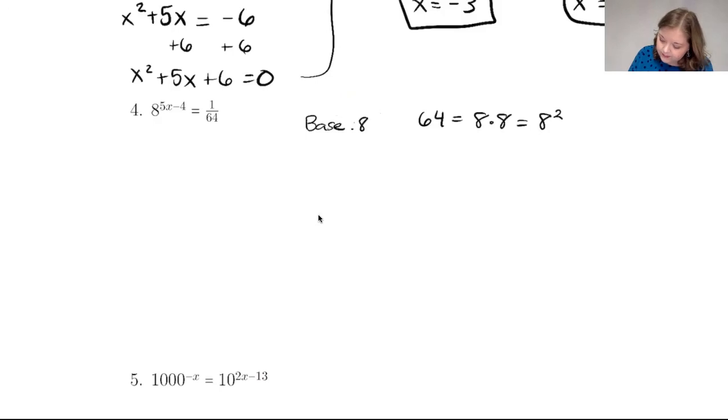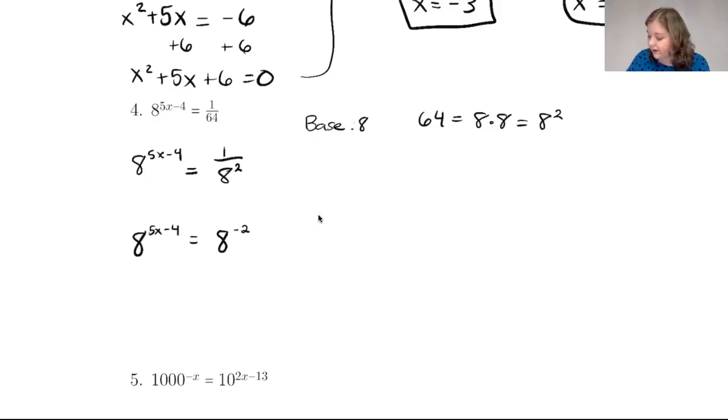Okay, so we're writing this one as 8 to the 5x minus 4, so just copy down that side. And then since we have 1/64, this is going to be 1/8 squared. Okay, so we don't want 1/8 to a power, we want just 8 to a power. So what we're going to do is, instead of writing 8 squared in the bottom of the fraction, we're going to write it in the top, but we're going to write it as a negative exponent, 8 to the -2. And then this side stays the same.